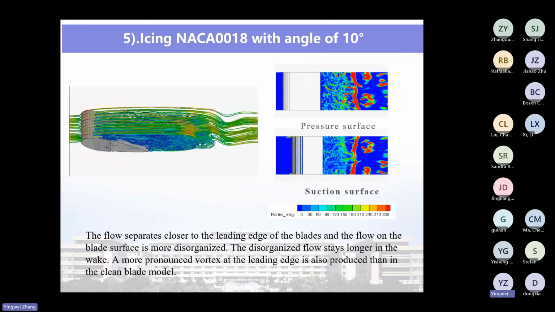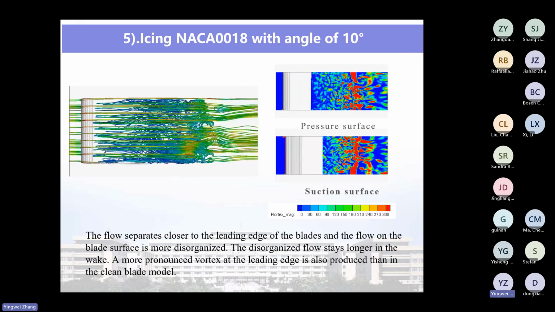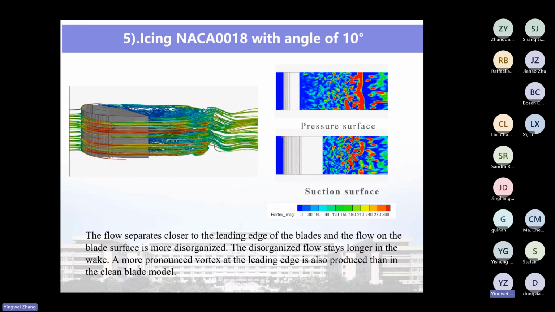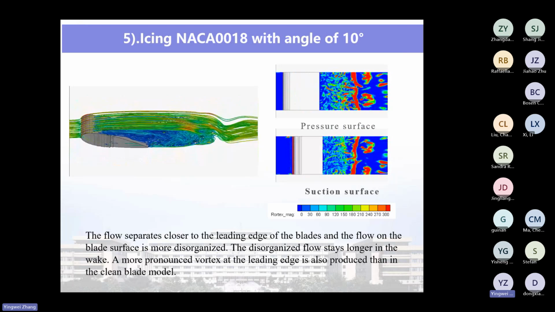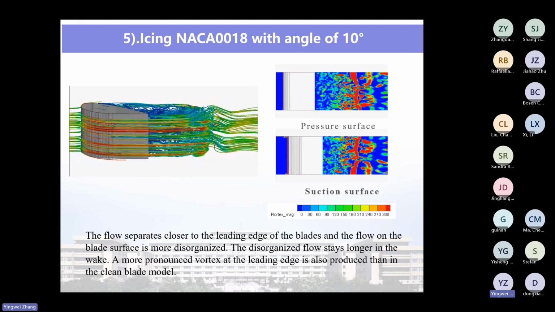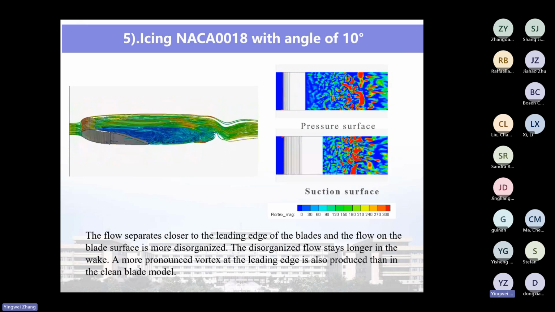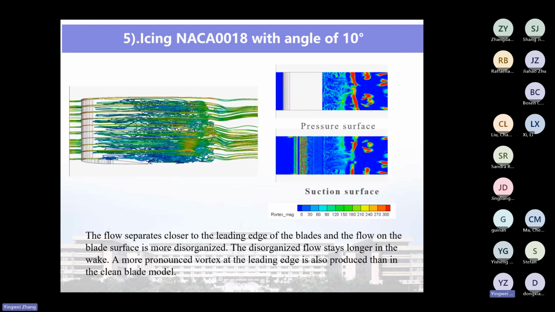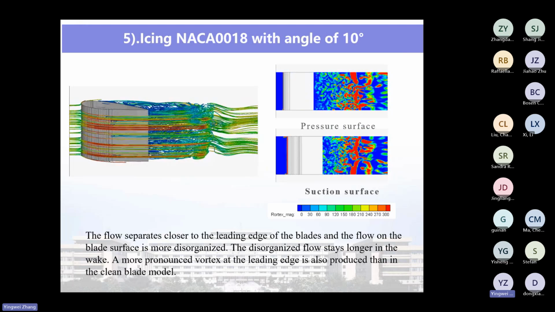When the blade is iced, the flow separates closer to the leading edge of the blade, and the flow on the blade surface is more disorganized. At the same time, the disorganized flow stays longer in the wake. In addition, a more pronounced vortex at the leading edge is also produced than in the clean blade model, due to the guidance of the S-shape.